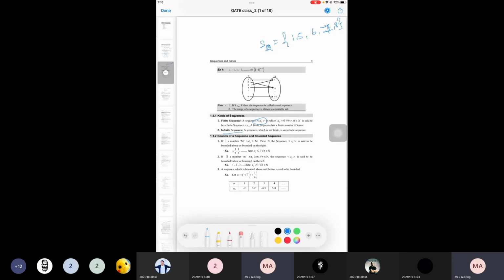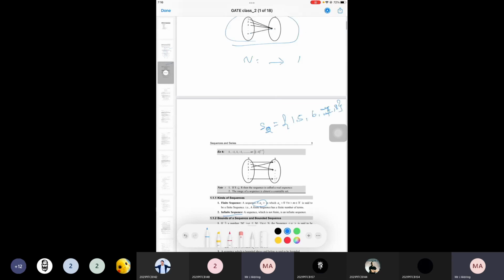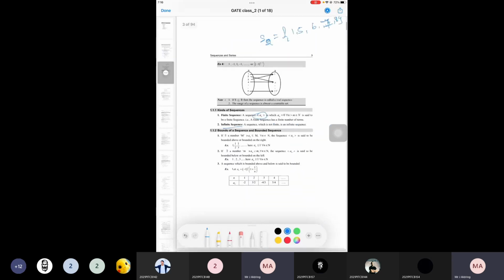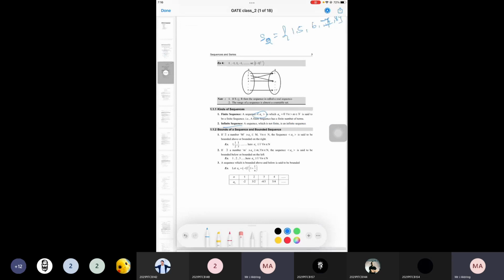That's an infinite sequence. First, I will clearly explain what a sequence is. Next, we have two types of sequence: finite sequence and infinite sequence. Now the next thing is, suppose the sequence is bounded below or bounded above. That's the thing.